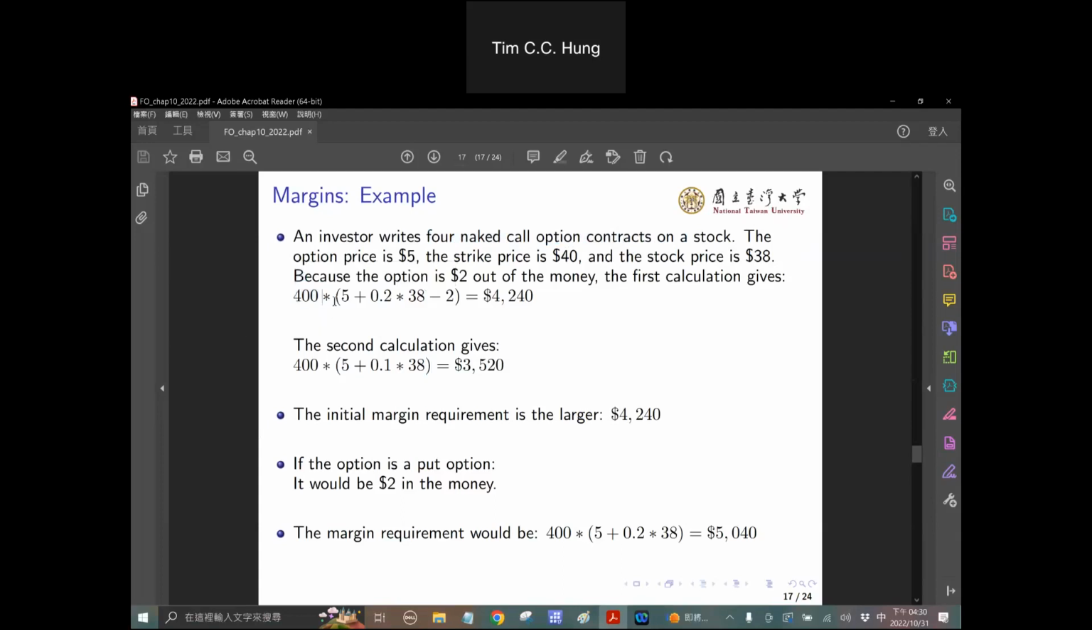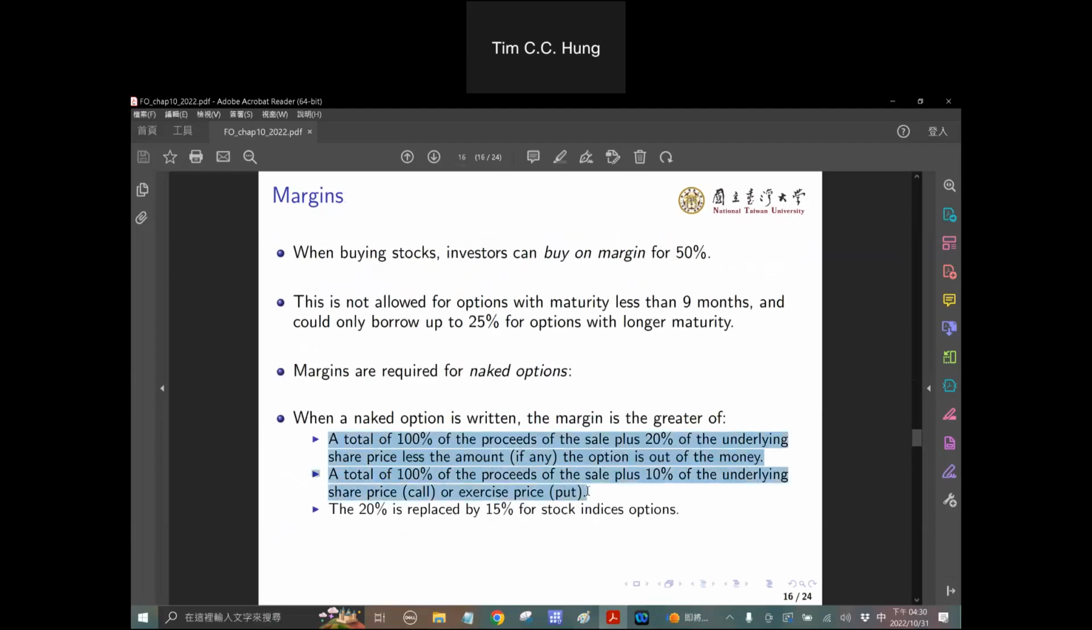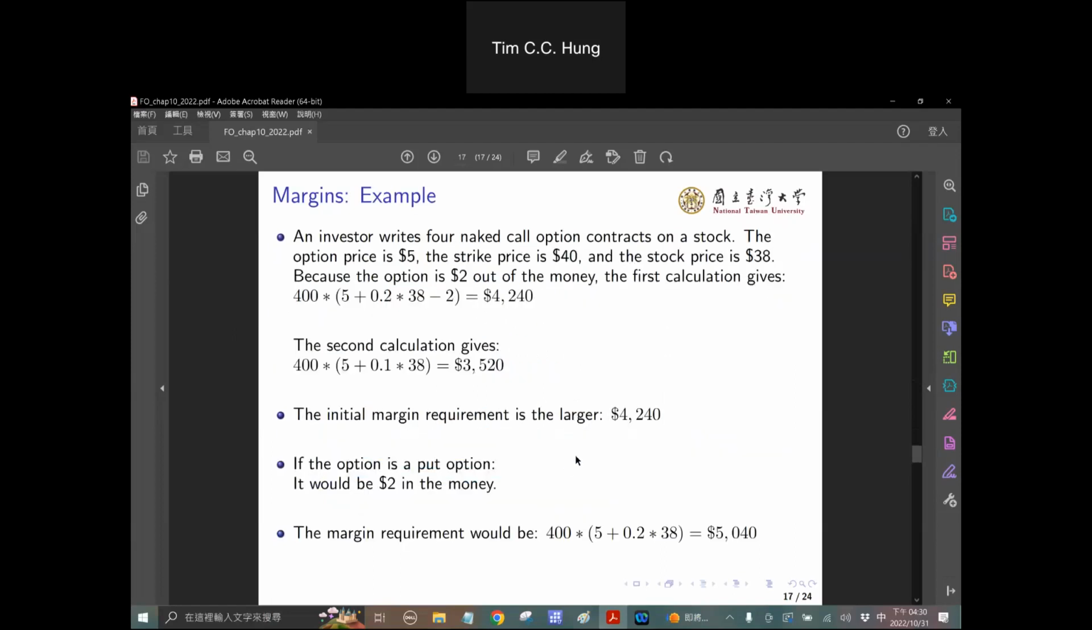So 400 multiplied by this calculation, 400 multiplied by this calculation, you get 2 figures, and the larger one is $4,240. The initial margin required will be $4,240. So it's basically the larger of the two. It's also the case when we are talking about put options.